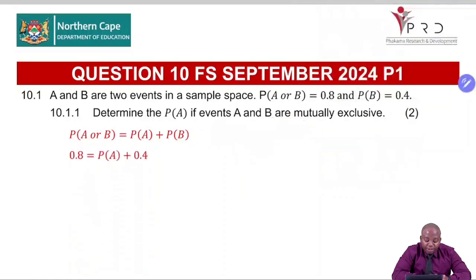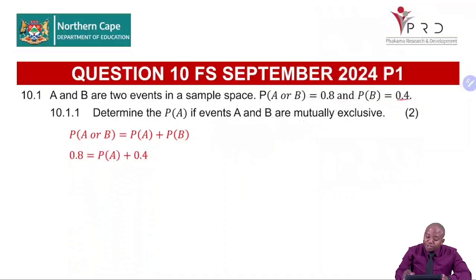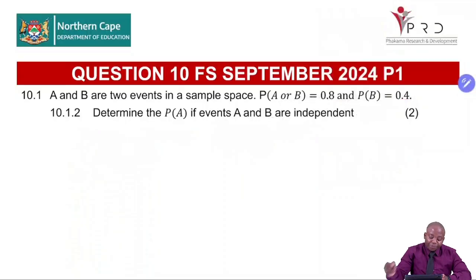Right. Then we're going to substitute in our values. Our probability of A or B is 0,8. It's equal to the probability of A plus the probability of B, which was given as 0,4. Then we can transpose the negative 0,4, or we can subtract 0,4 from both sides using the additive inverse. Then we get our probability of A, which is 0,4.